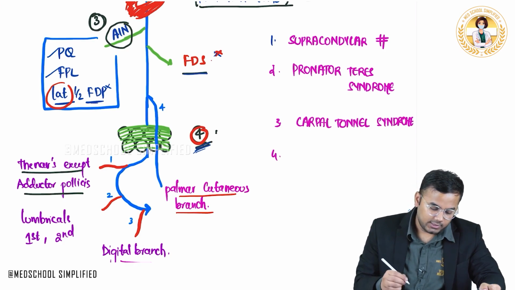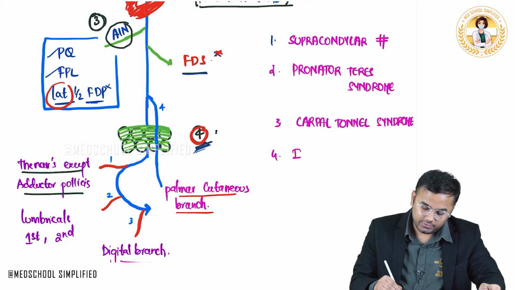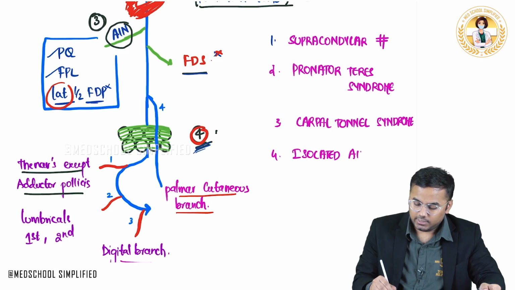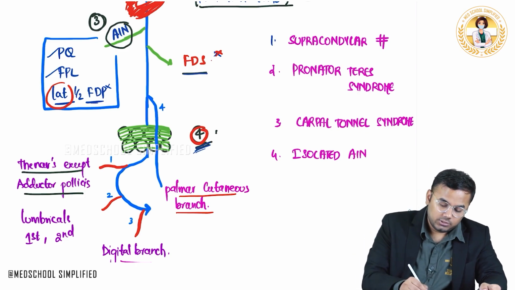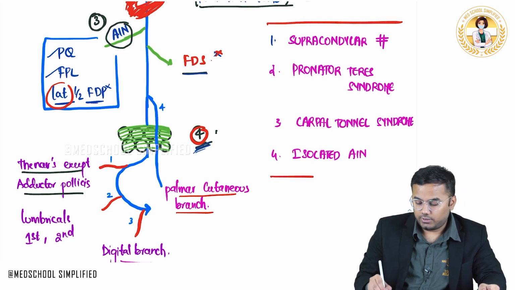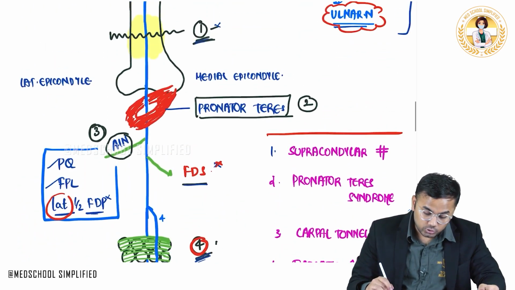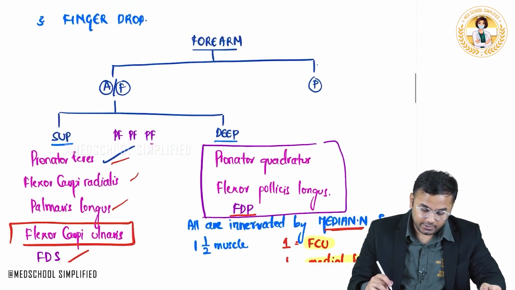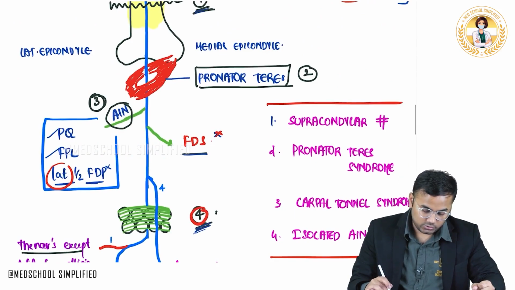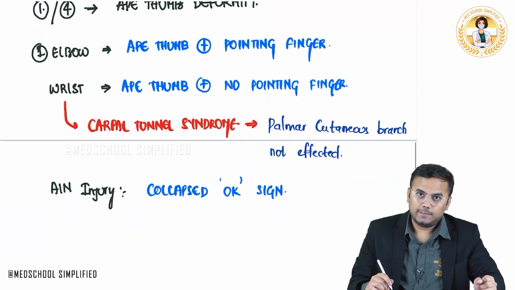And finally, there can be isolated nerve injury, that is anterior interosseous nerve injury. So these are the places where you can see injury to the median nerve. These are the conditions which you see. Clear?